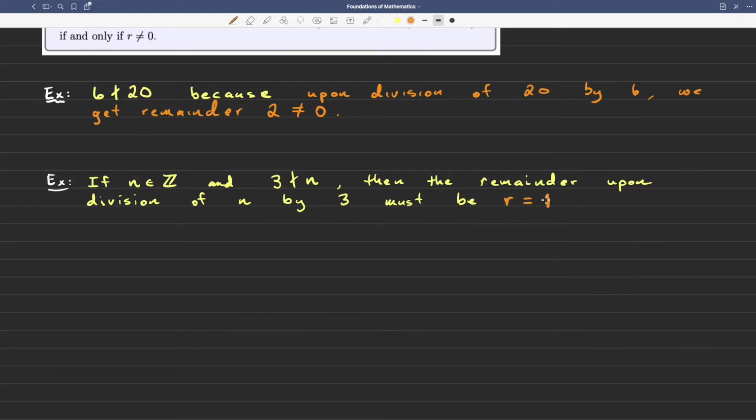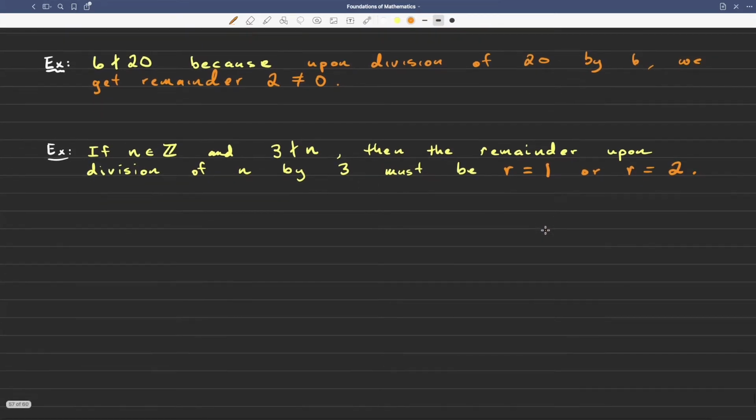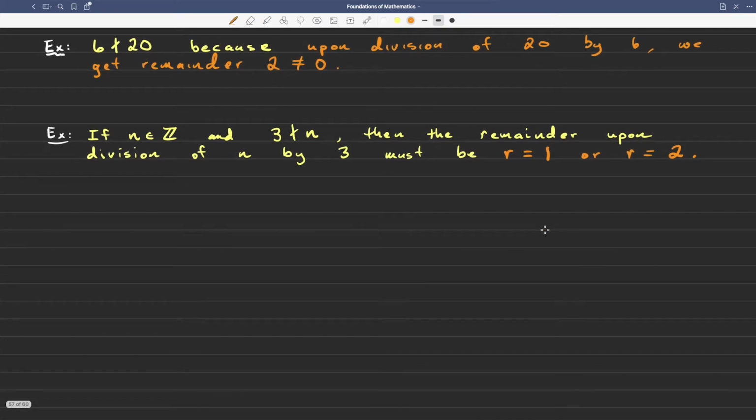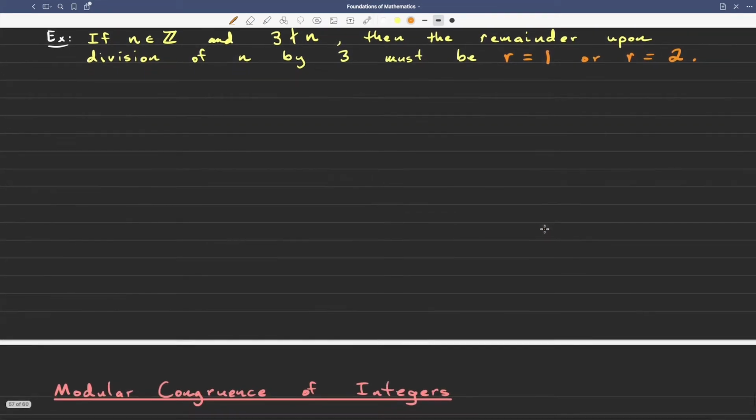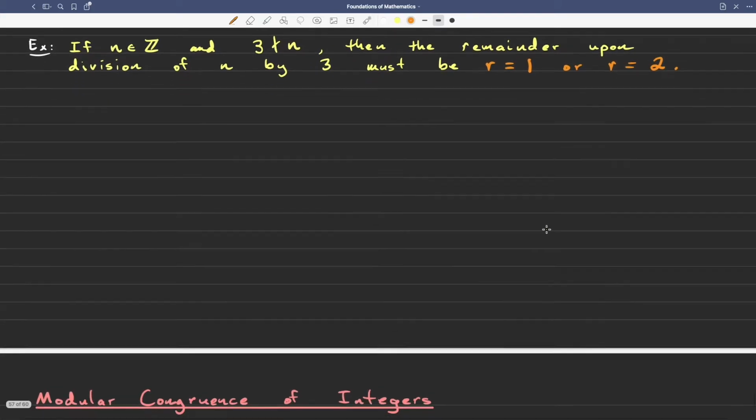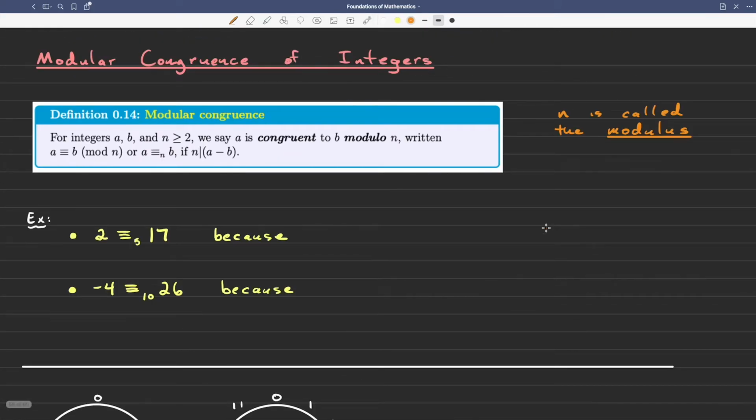R can be equal to 1, or r can be equal to 2. R can't be 0, because that would mean that 3 does divide n, and r can't be 3 or more, because the division algorithm prohibits the remainder from being 3 or larger. So that's all. Whenever you know one number does not divide into another number evenly, there's a finite number of possibilities for what the remainder can be, a fact that we'll use a little bit later when we're doing some proofs.